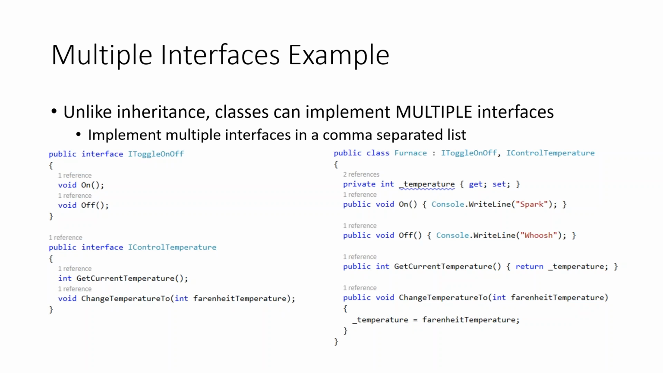Okay. On the right-hand side, we've got the Furnace class, and it implements two interfaces. So you can see Furnace, colon, IToggleOnOff, comma, IControlTemperature. These could be in any order that you want. The important thing is that the Furnace class has an implementation for On, Off, GetCurrentTemperature, and ChangeTemperatureTo, okay? So you can see, hopefully, that a class can implement multiple interfaces. Are there any questions at this point?